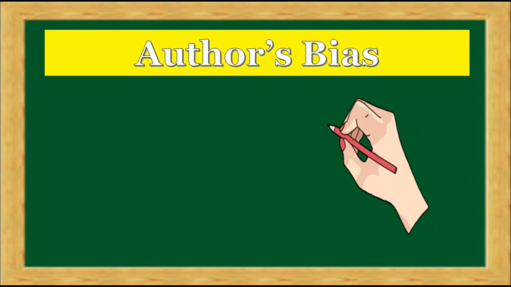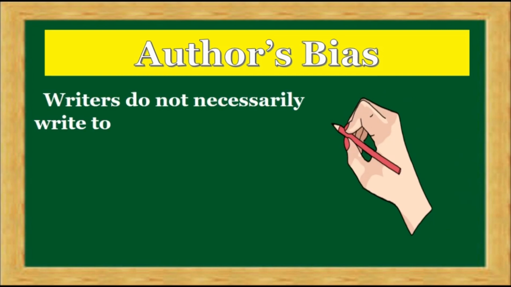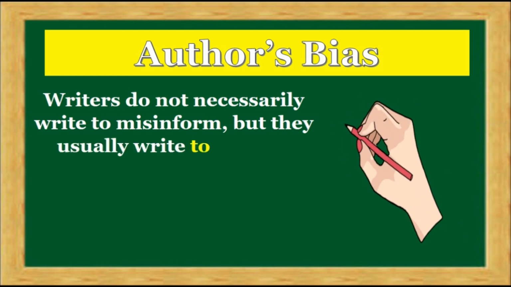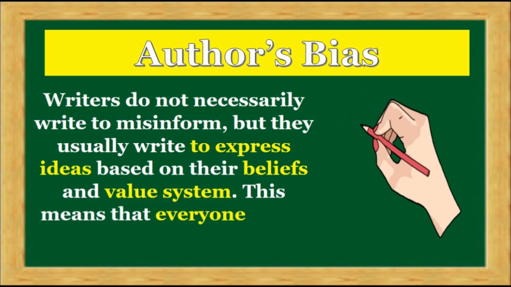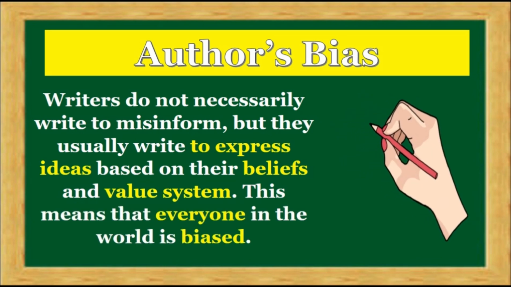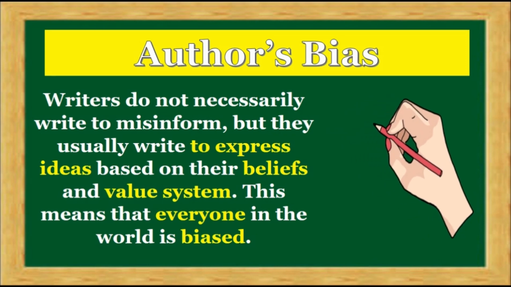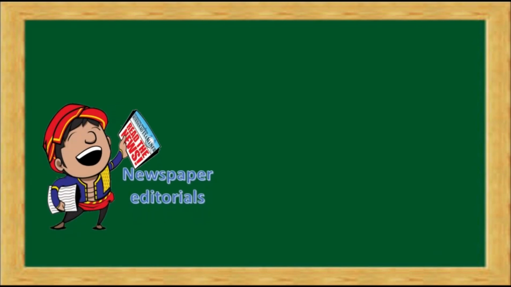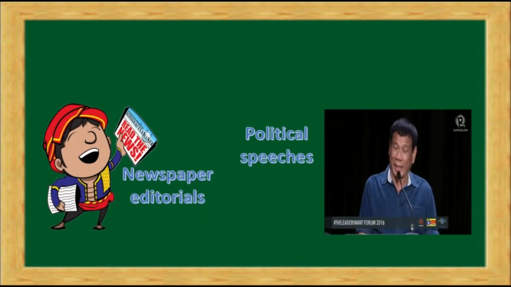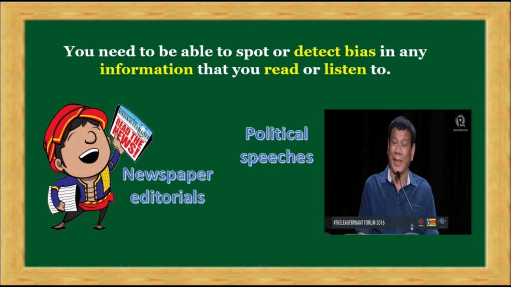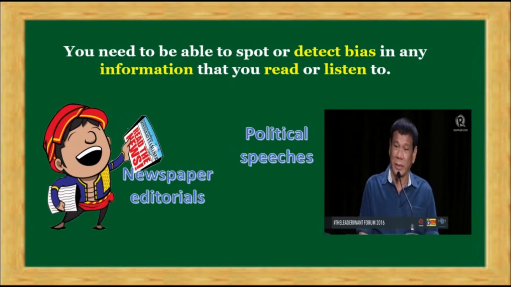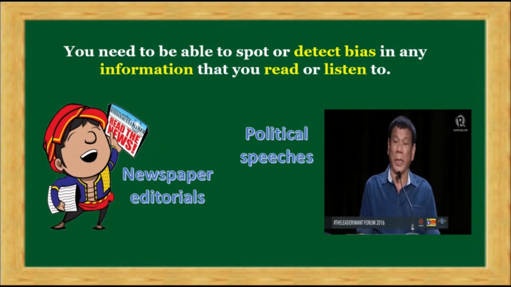Remember also that writers do not necessarily write to misinform, but they usually write to express ideas based on their beliefs and value system. This means that everyone in the world is biased. For instance, newspaper editorials or political speeches are always biased. Therefore, as a reader, you need to be able to spot or detect bias in any information that you read or listen to.